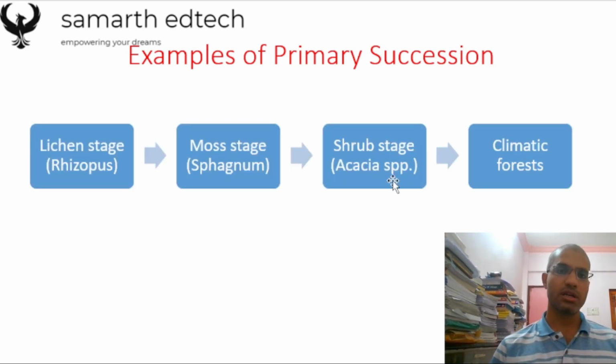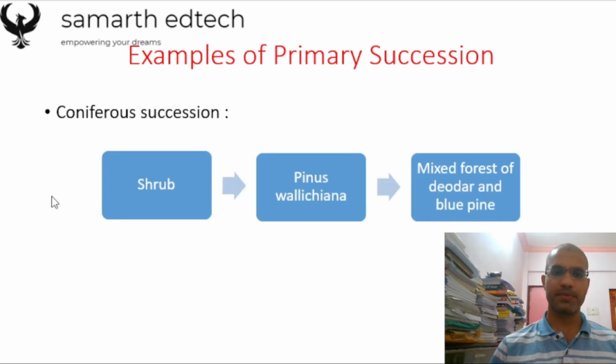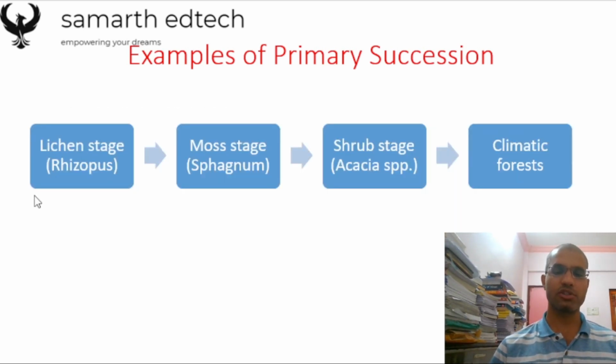Now coming to your xerophytic succession. So in that particular thing, what happens is the initial stage is your lichen. Then after that, moss stage comes, then shrub stage. So this moss stage and shrub stage becomes your sere, and then the climatic forest comes into picture. This climatic forest is your climatic community. So this is the example of your primary succession. We have seen the first one as your coniferous, and right now we have seen the xerophytic succession.